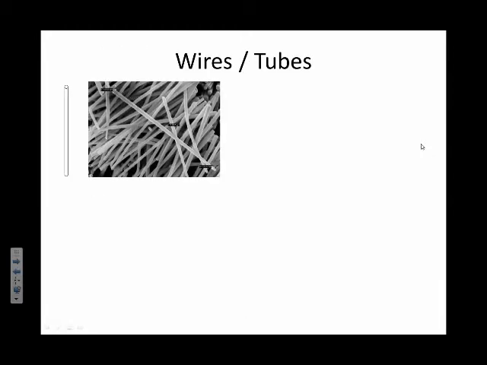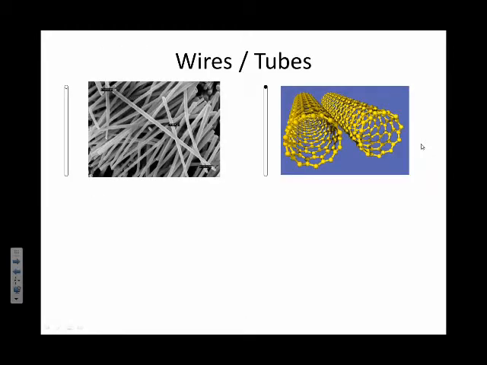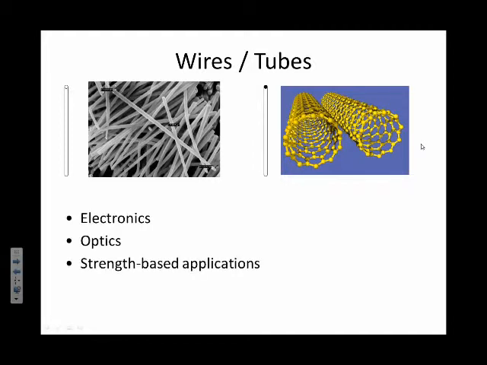Okay, then there's nanowires, nanotubes. Here's an SEM image of some of them, and this is clip art showing some carbon nanotubes. So they can be hollow in the middle, or they can be solid all the way through. There's a lot of uses for carbon nanotubes and different nanowires in electronics, optics, and anything where they're trying to make stuff stronger, strength-based applications.